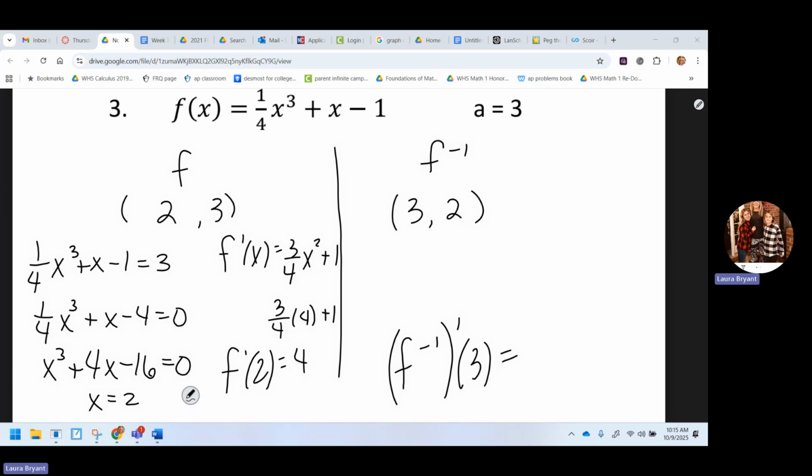So then 1/4. Is it starting to make a little more sense now? Again, I don't memorize the formula so much as understand what's happening: I'm figuring out the inverse value, taking the derivative there, and flipping it, and it gives me that answer. First question.